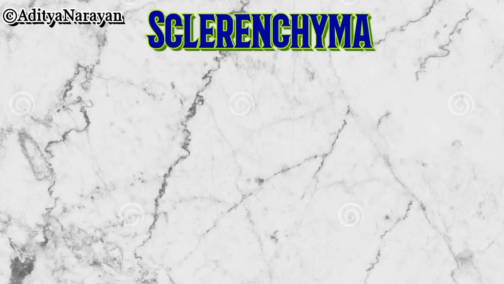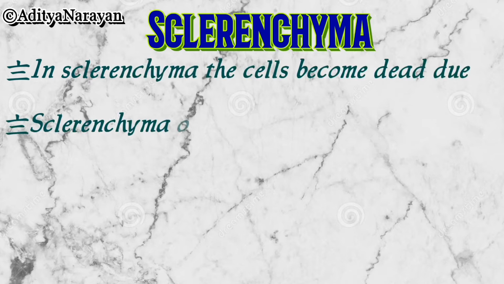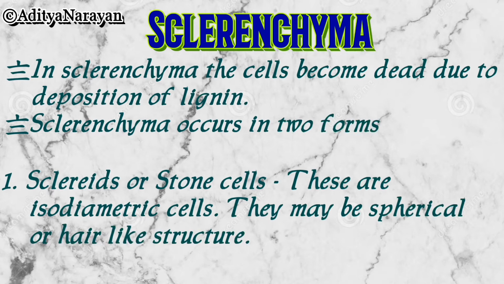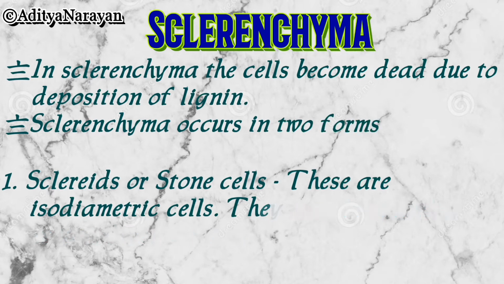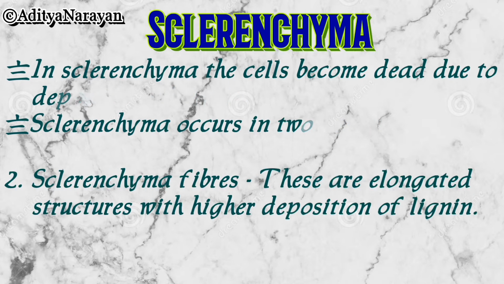In sclerenchyma, the cells become dead due to deposition of lignin. It occurs in two forms. First, sclereids or stone cells. These are isodiametric cells. They may be spherical or hair-like structures. And second, sclerenchyma fibers. These are elongated structures with higher deposition of lignin.